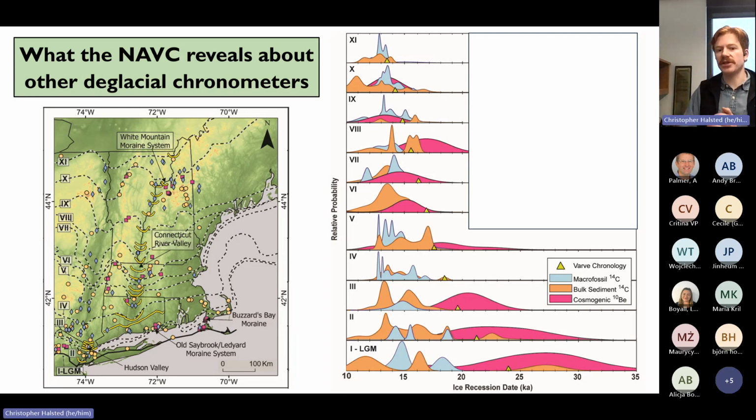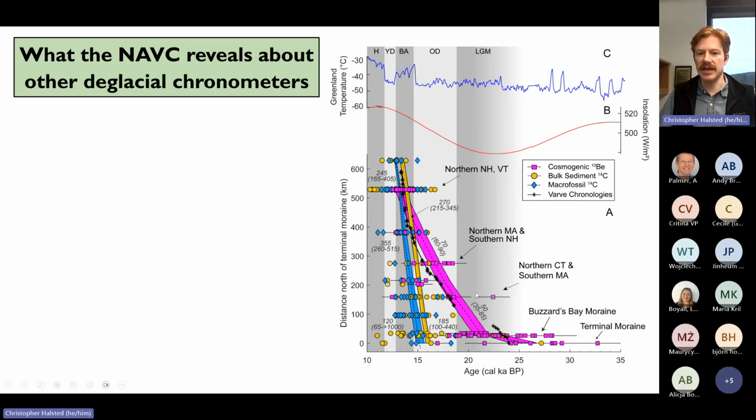So this was the first observation that we made. We said, hey, when we collect all this data and we line up these ages together, we see this pattern of severe disagreement down south with narrowing disagreement as we go further north until our ages looked pretty much identical in northern New England. So to try to figure out what is going on, we used some Bayesian modeling to basically take the data from our cosmogenic ages, which are in pink, our macrofossil radiocarbon ages in blue, and our bulk sediment radiocarbon ages in yellow, and model ice recession according to each of them in a Bayesian framework.